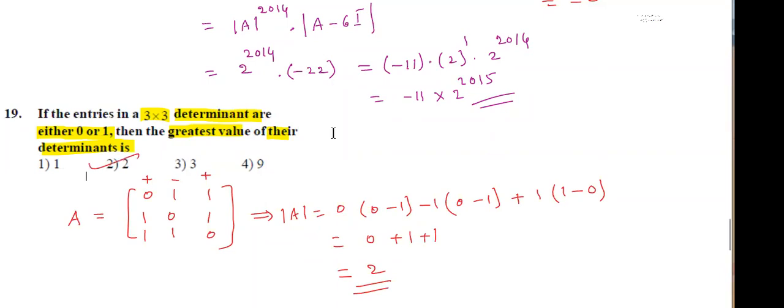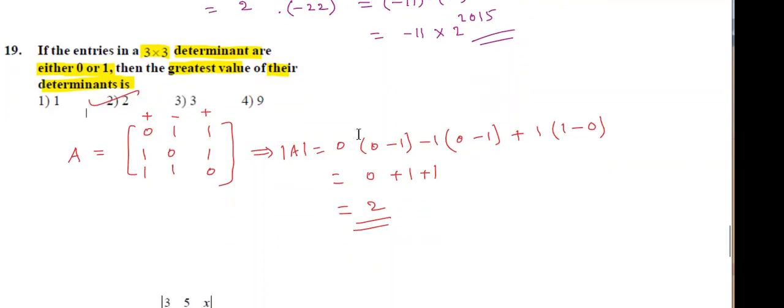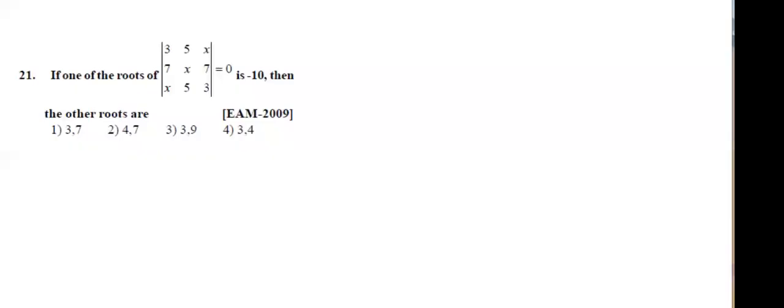When we get a 3 by 3 determinant, for the maximum value, the principal diagonal elements should be small and the other elements big. Then only is it possible to get the greatest value of their determinant. Okay, see here: if one of the roots of the determinant is minus 10, then the other roots are?